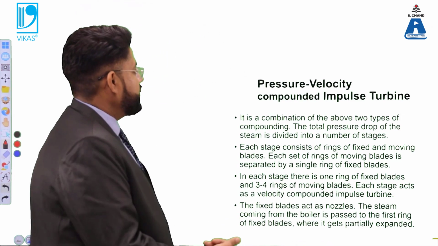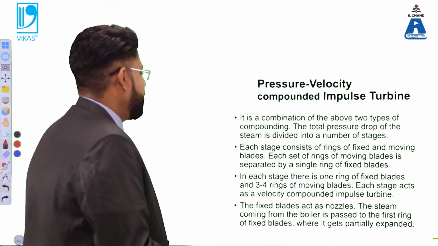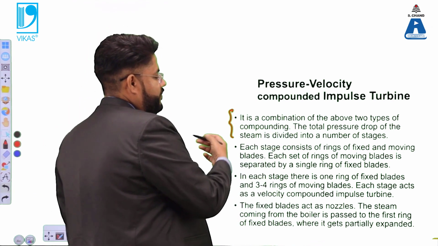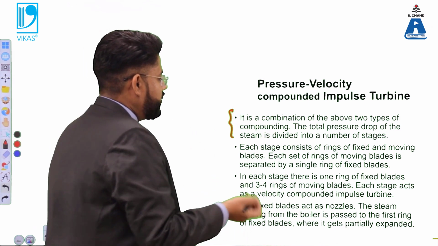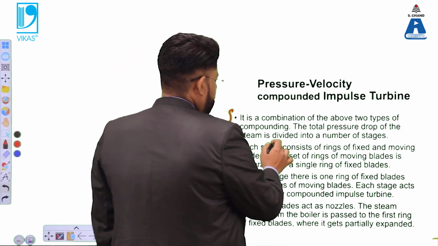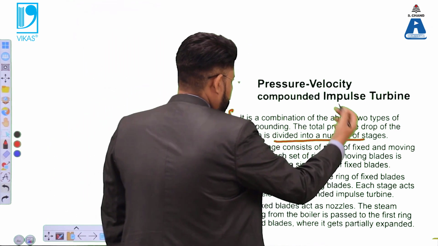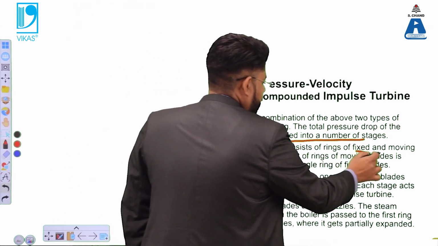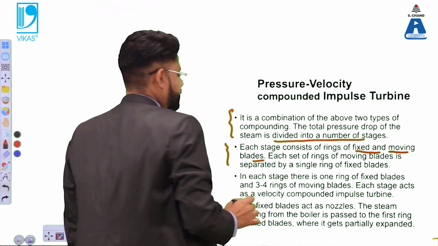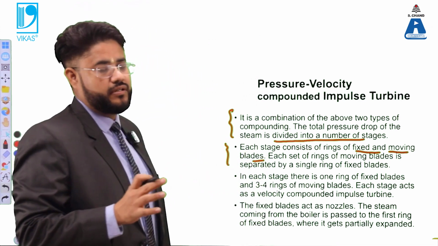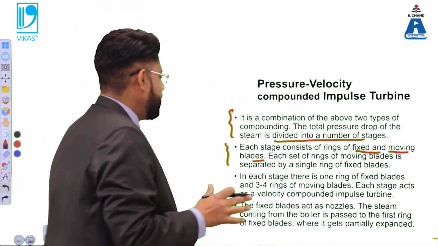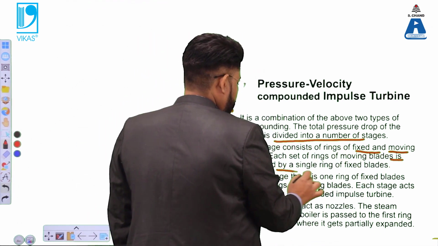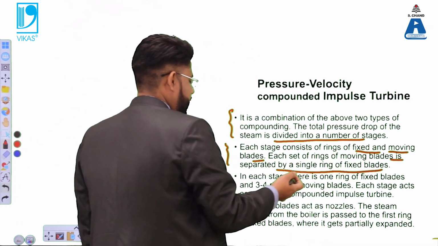Now, the last thing is the pressure velocity compounded impulse turbine, and this is basically the combination of the two types of compounding. Here, the total pressure drop of the steam is divided into a number of stages, and each stage consists of a number of fixed and moving blades. So, basically the combination of the two, and each set of rings of the moving blade is separated by a single ring of the fixed blade.